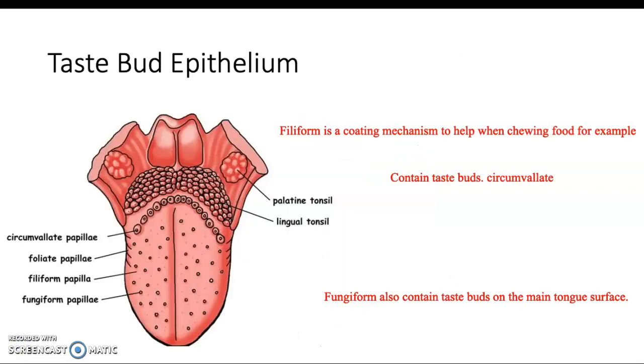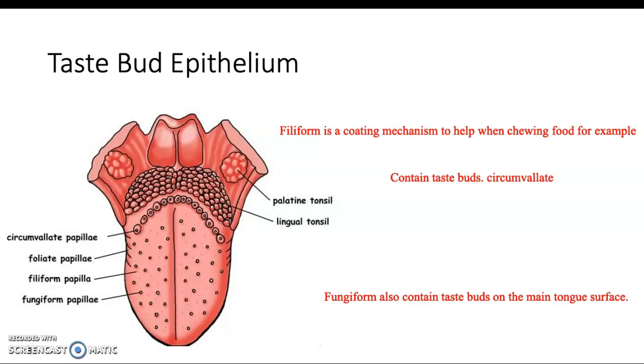So moving on to your taste bud epithelium, specifically your papillae. All of these are located on the tongue, and as you can see, the circumvallate papillae are almost like a V shape towards the back of the tongue, okay? And these are just papillae which contain taste buds. Then foliate papillae, we don't need to know, ignore that.